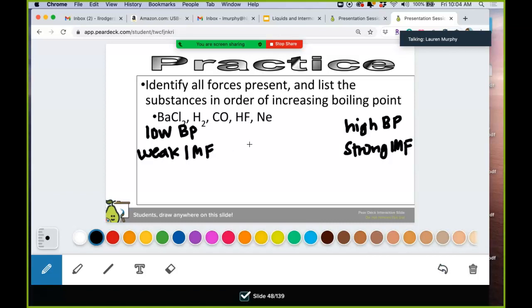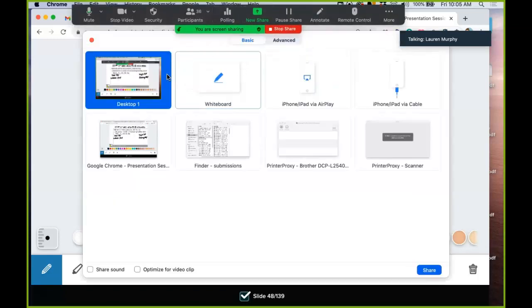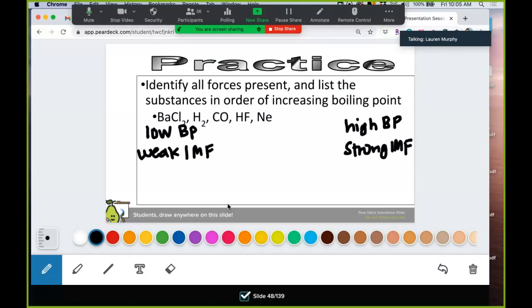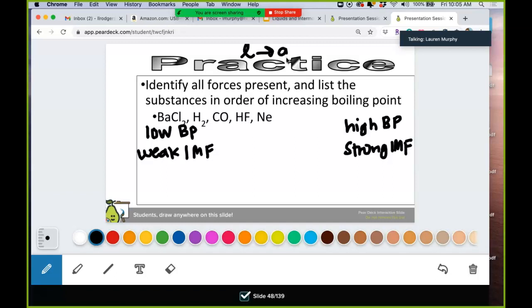And then remember, boiling means a liquid turning into, oh, what is happening? A liquid turning into a gas. So I'll give you a second.